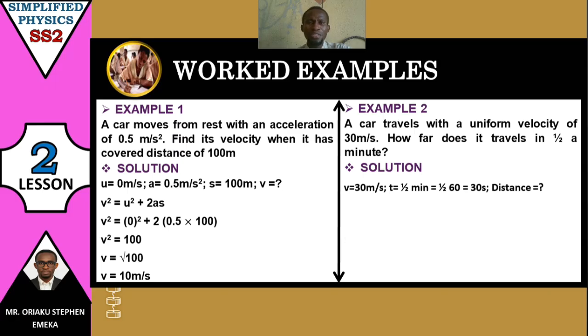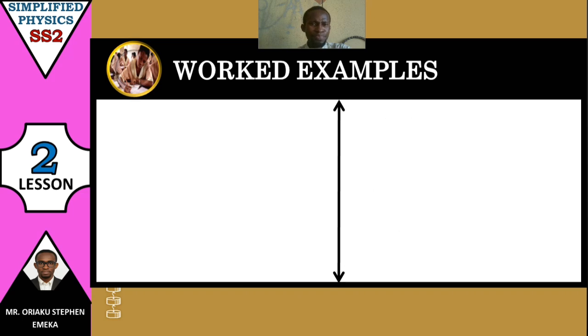So we are looking for a distance. Remember that speed is distance over time, and making distance the subject of the formula, distance will be speed times time. So inputting our values, distance is going to give us 30 times 30, which will give us 900 meters. Remember, this is physics, not math. Always input your unit. Now let's go to the third example.